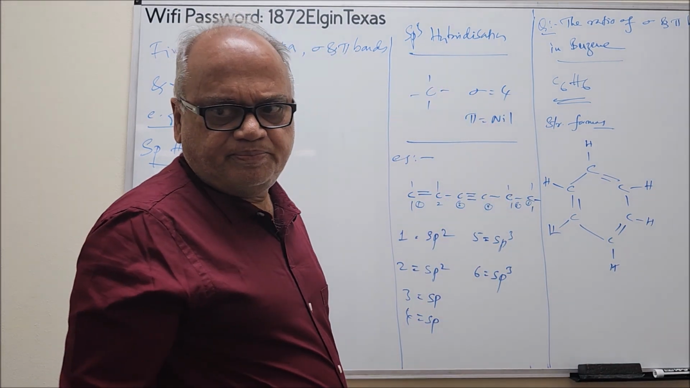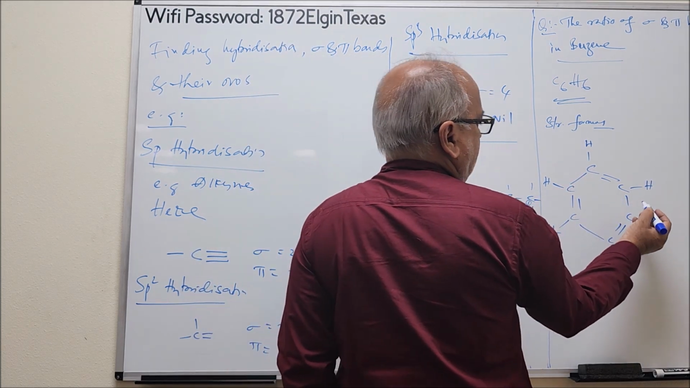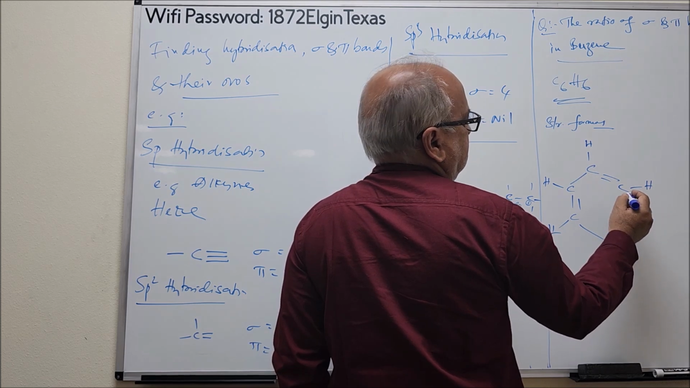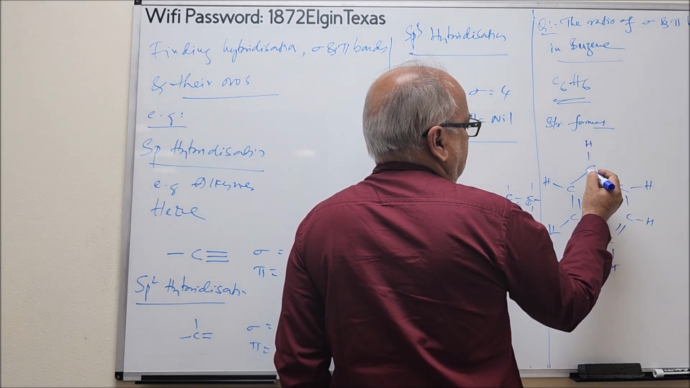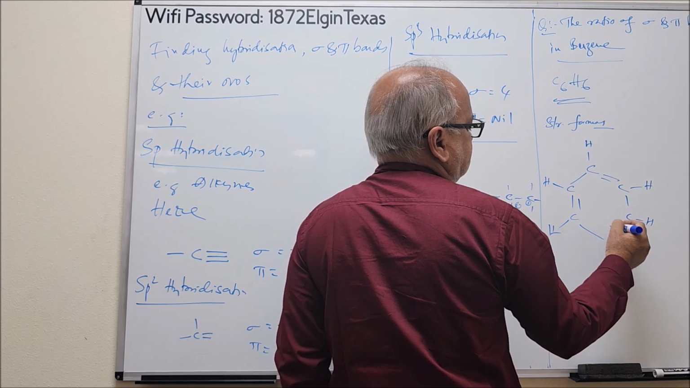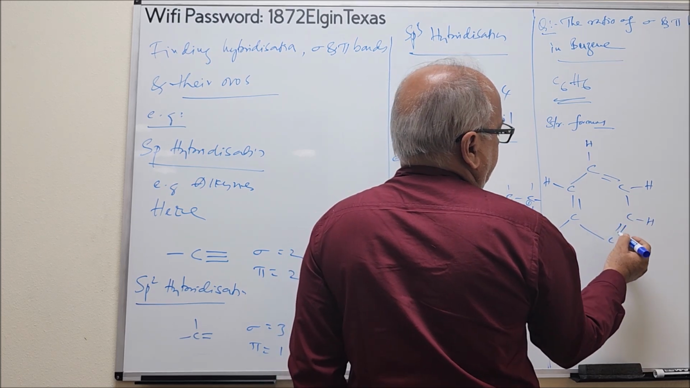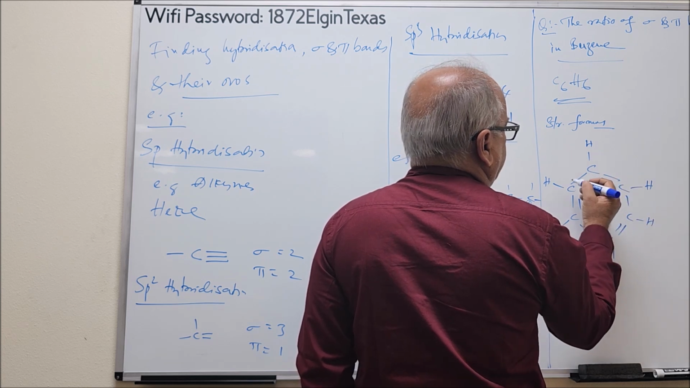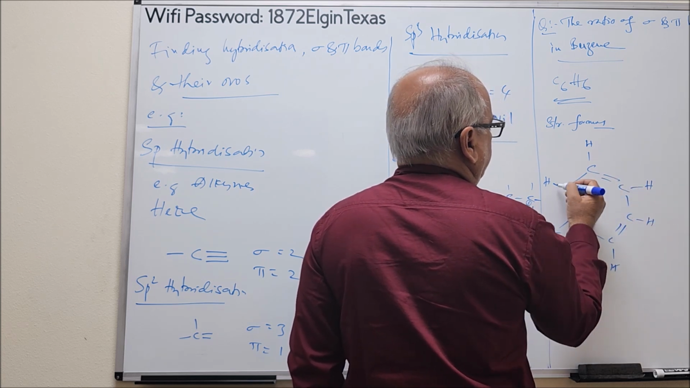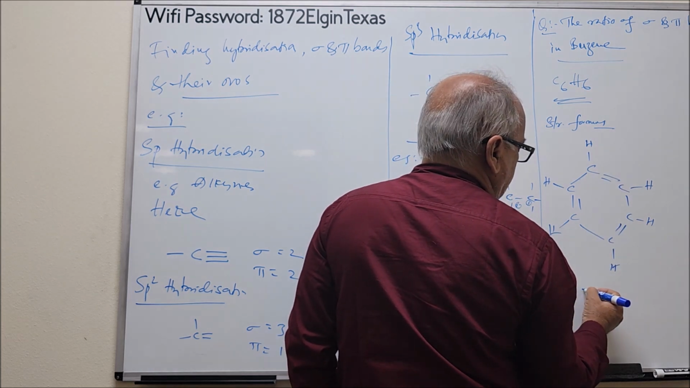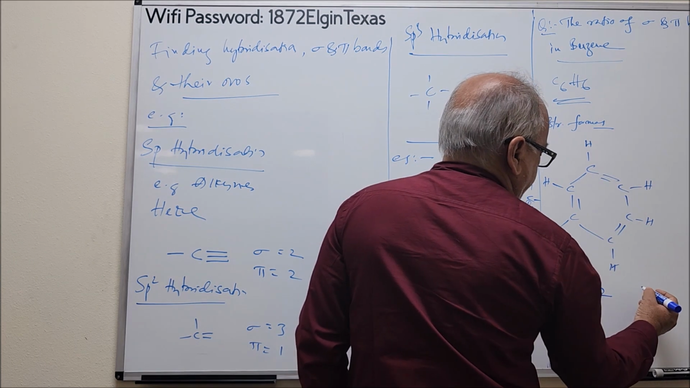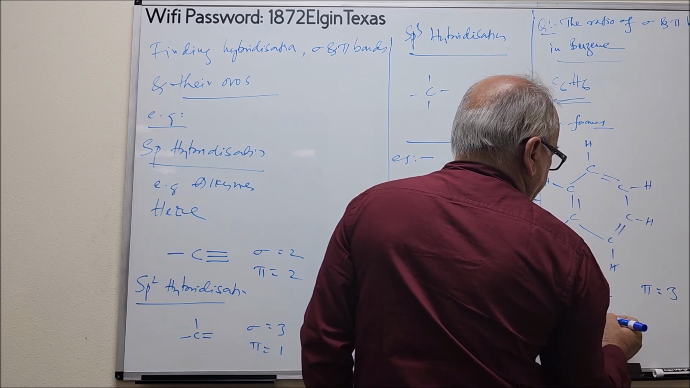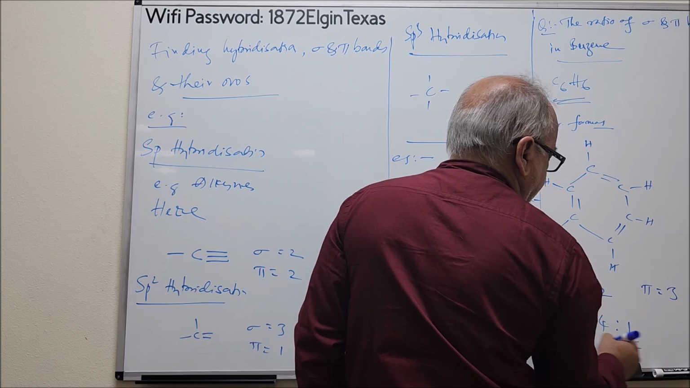If you count the number of sigma bonds, 6 hydrogen atoms, 6 sigma bonds connected to carbon, and the interlinked sigma bonds are 6. Therefore, you see, this is 1, 2, 3, 4, 5, 6, and 1, 2, 3, 4, 5, 6, 12. So the sigma bonds are 12 and the pi bonds are 1, 2, 3 only. Therefore, the ratio is 4:1.